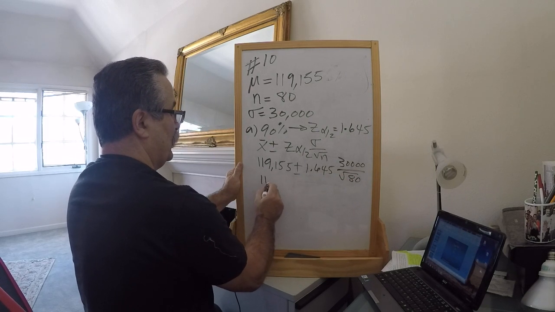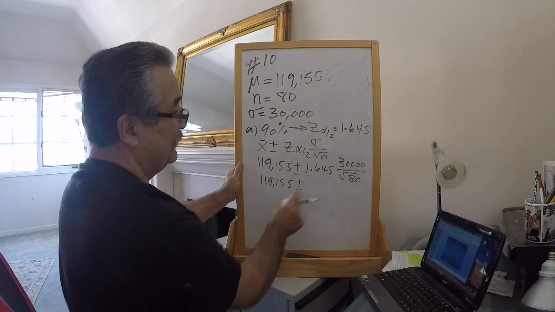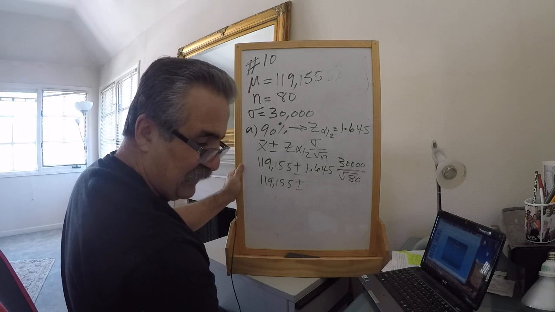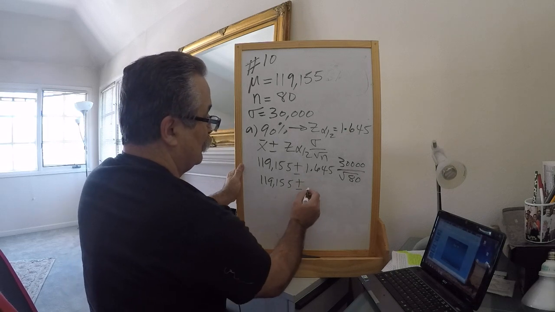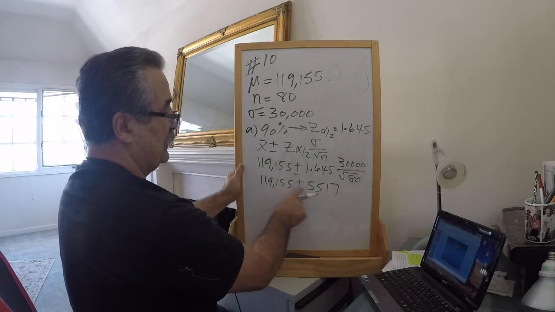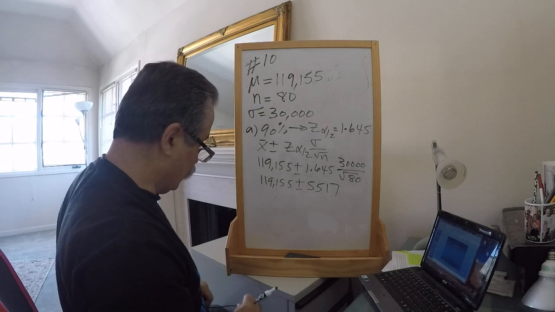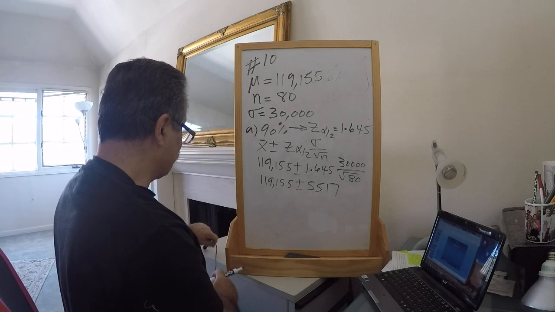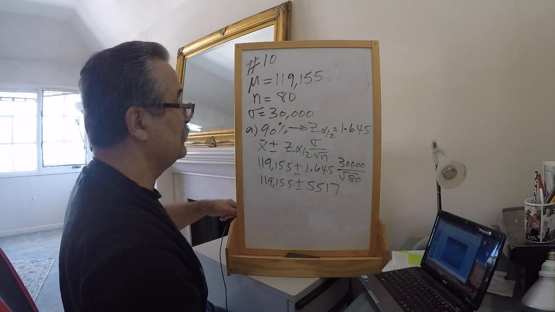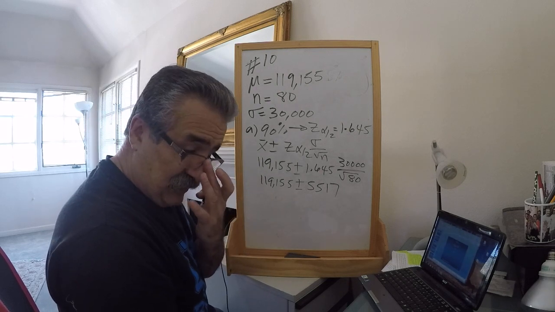So this is 119,155 plus or minus 5517. You add and subtract this to this value. That is going to give you the range. Then we say that we are 90% sure that our population mean is going to be within this range. This is for part A.